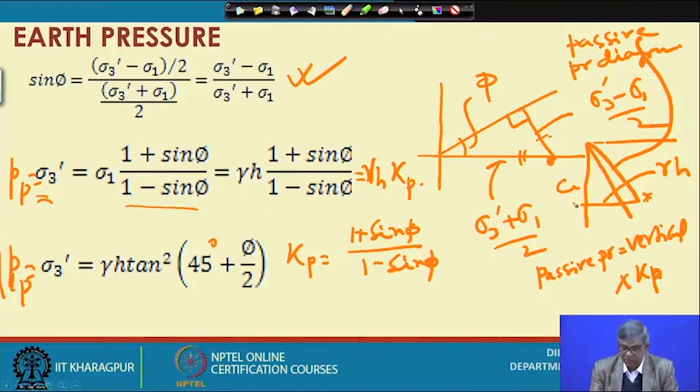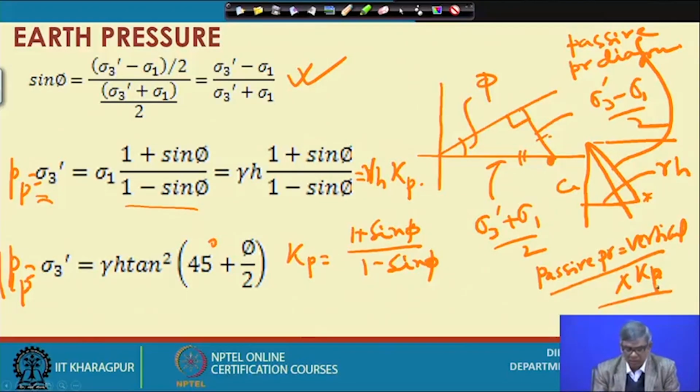In the active case, since K is always less than 1, the diagram was lesser on this side. Now, Kp is always greater than 1, so it will be higher than that. So, the diagram will be like this.